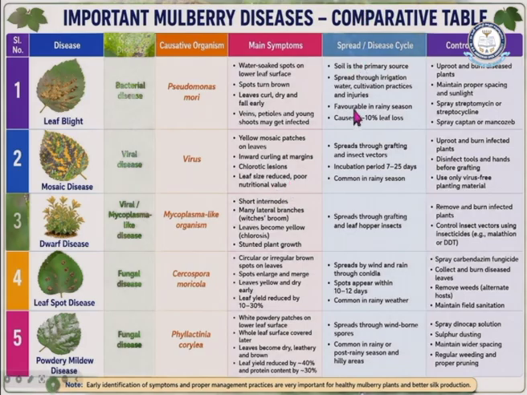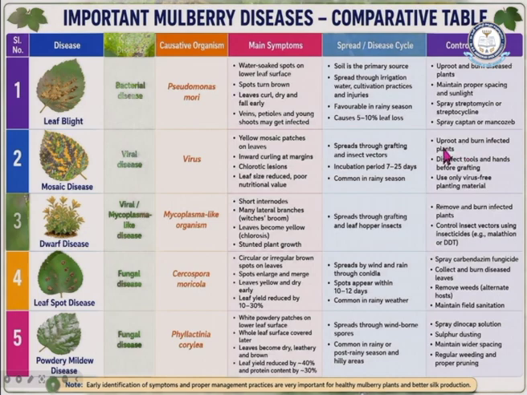And what is the spread? It spreads through grafting and insect vectors. Incubation time is 7 to 25 days. Mostly common in the rainy season. Why is it very common in the rainy season? Because most of the moisture is present in the rainy season. So moist conditions are very favorable for the growth of any bacteria, virus and also fungal diseases.